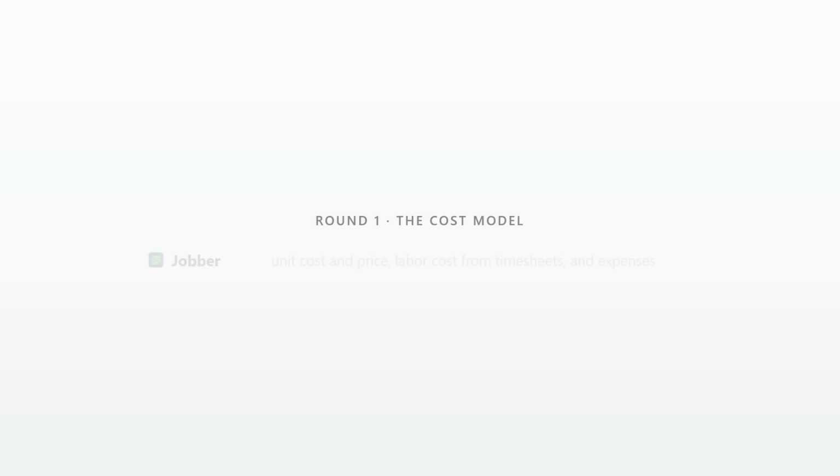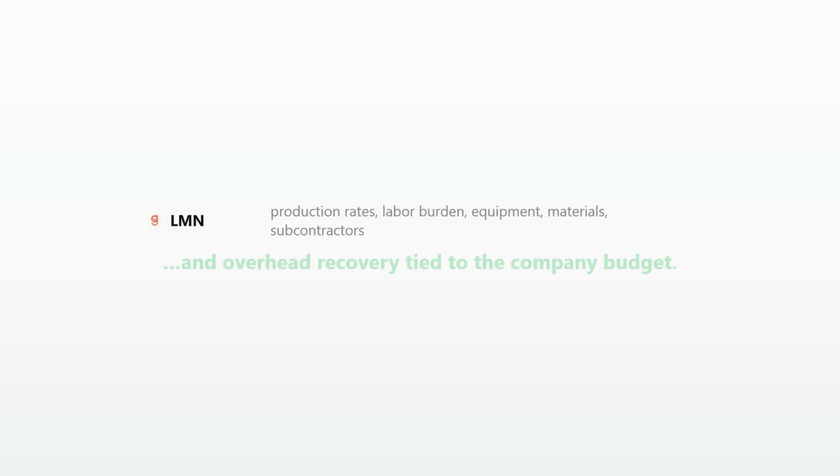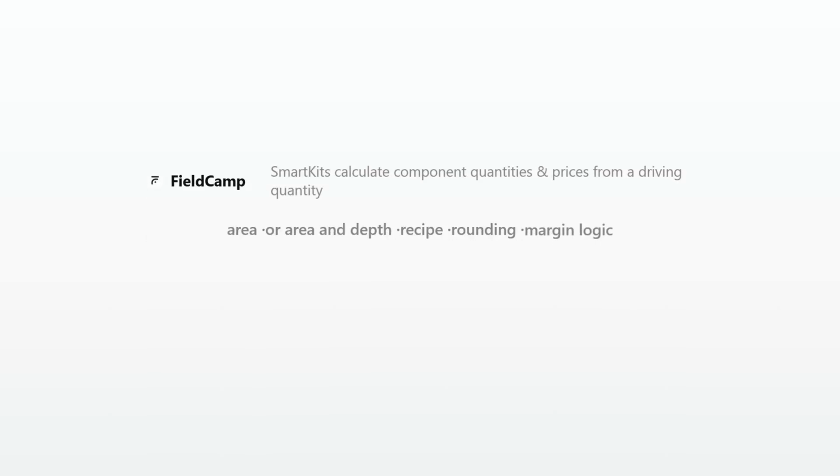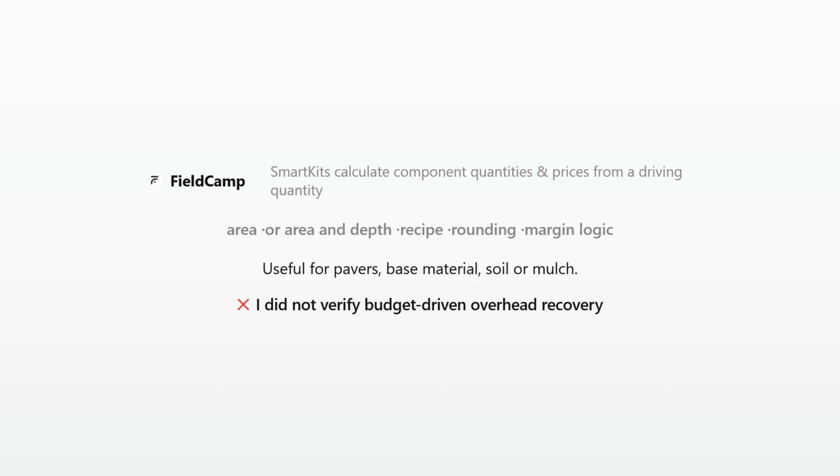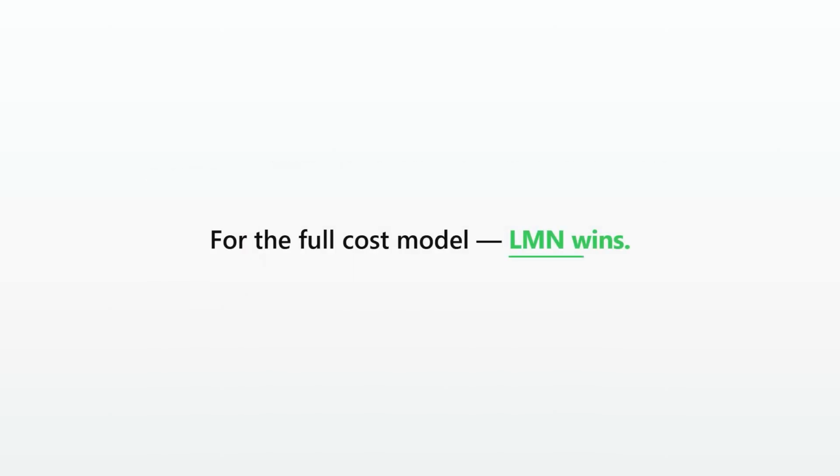Jobber stores unit cost and price, labor cost from timesheets and expenses. LMN documents production rates, labor burden, equipment, materials, subcontractors, and overhead recovery tied to the company budget. Aspire uses production kits with approved margins and markups. fieldcamp Smart Kits calculate component quantities and prices from a driven quantity, area and depth, with recipe, rounding, and margin logic. That is useful for pavers, base material, soil, or mulch, but I did not verify budget-driven overhead recovery. LMN still wins the full cost model section.